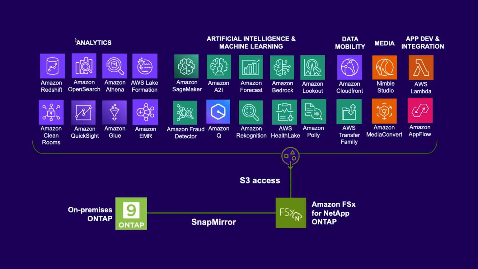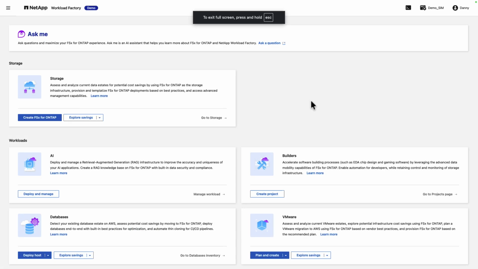Replicate your data with a SnapMirror to the FSx for ONTAP file system, and now AWS services can access it as if it was stored on an S3 bucket. Let's see an easy way to implement that with NetApp Workload Factory. First, we'll replicate an on-premises volume to an FSx for ONTAP file system.